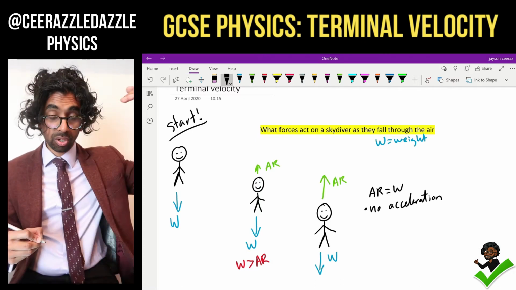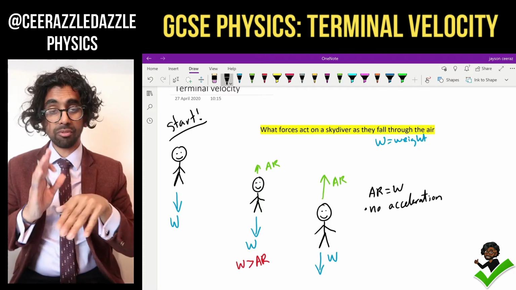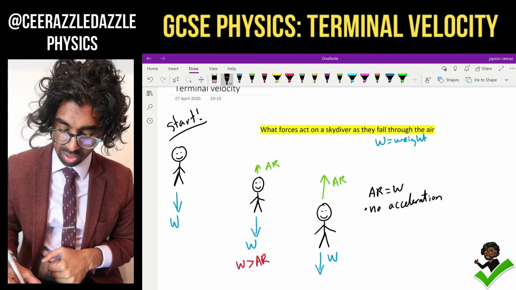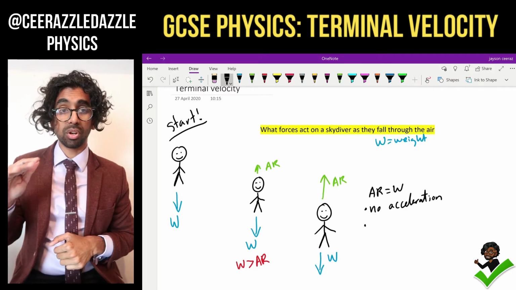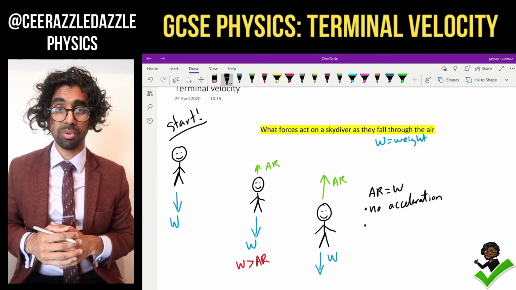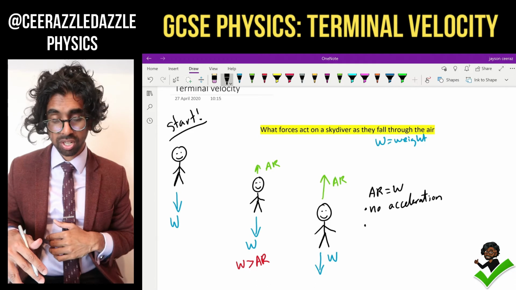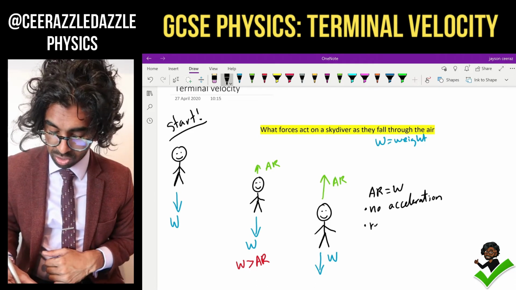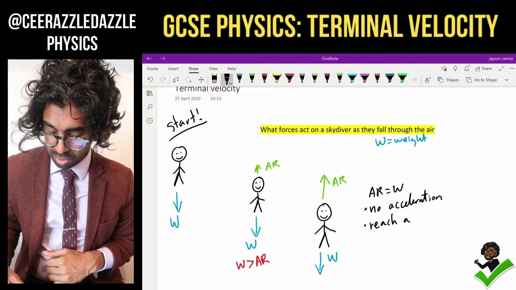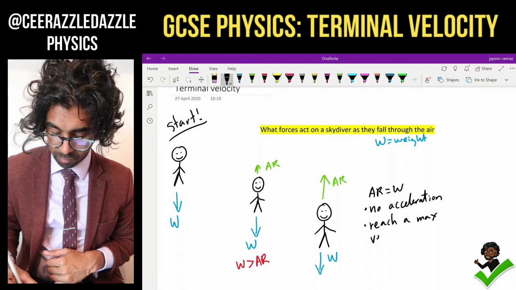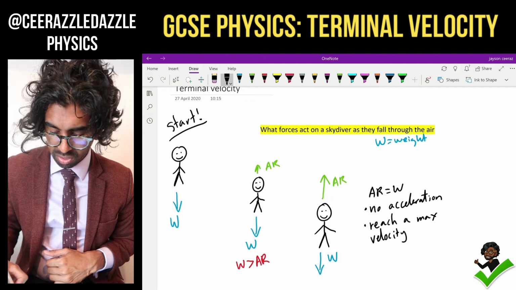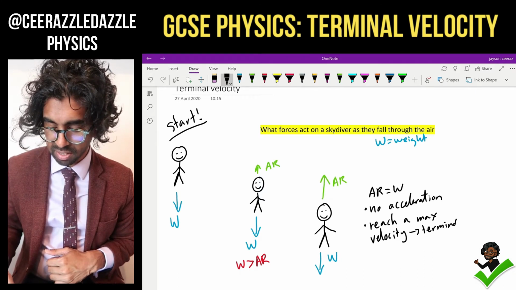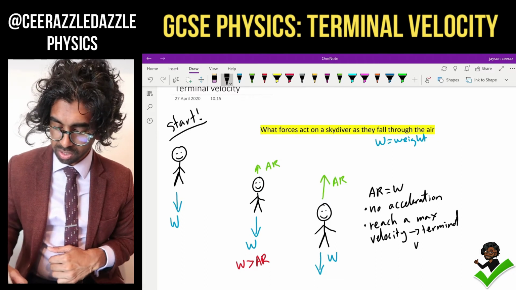So up to that point, you were increasing in speed. But now, when the forces balance out, you stop increasing in speed. So there's no acceleration and you reach a maximum velocity. This is called the terminal velocity. So the velocity you reach here, that will be the terminal velocity. Think about the word terminal, it means the end, it means the final. So that's the reason why.